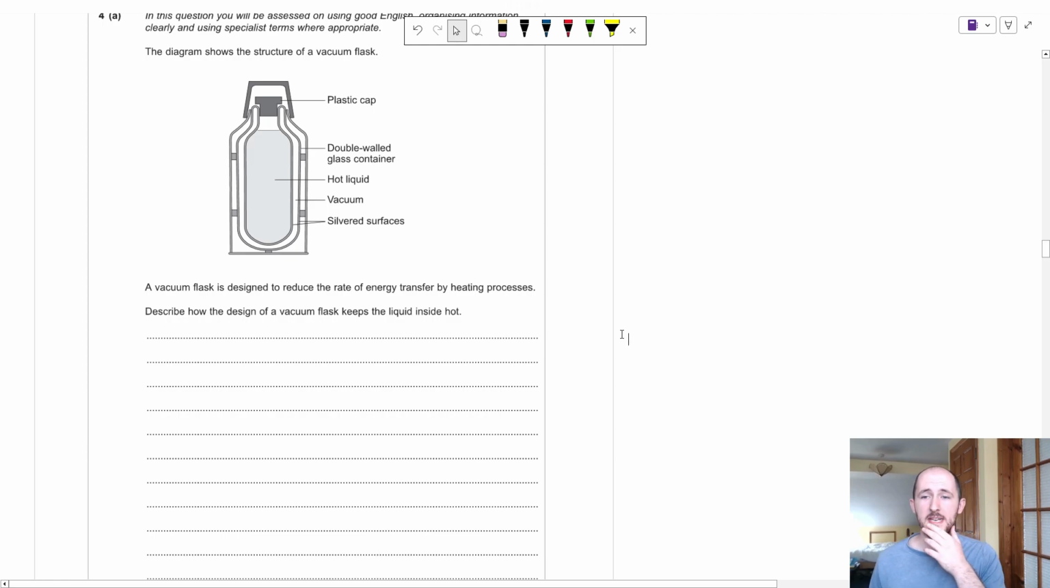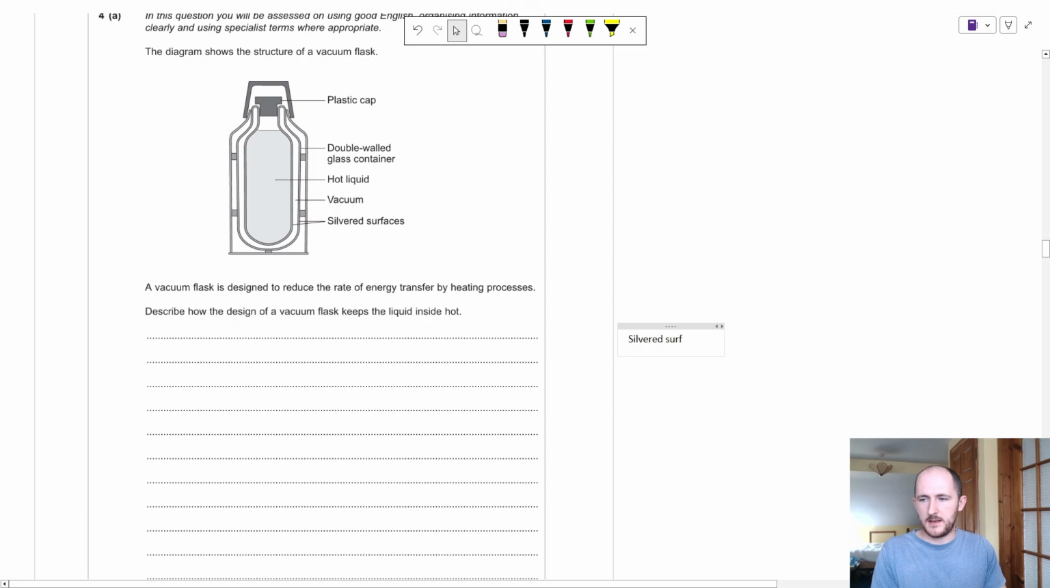This one's actually a pretty good one, because if you have a look, there's 5 things we can talk about. Well, about 4. So how it keeps the liquid inside hot. So what I'm going to do first is literally just list the different special things. So the silvered surfaces, what's good with that?